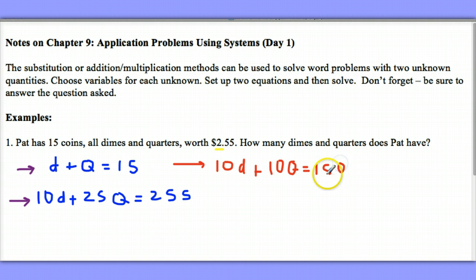And then the second equation, I'm not going to change that one at all. I'm just going to rewrite it under here. So we can see that we have 10d in both the first equation and the second equation. That means that when I subtract the 2 equations, the d's will cancel. Be very careful with your negative signs when you subtract.